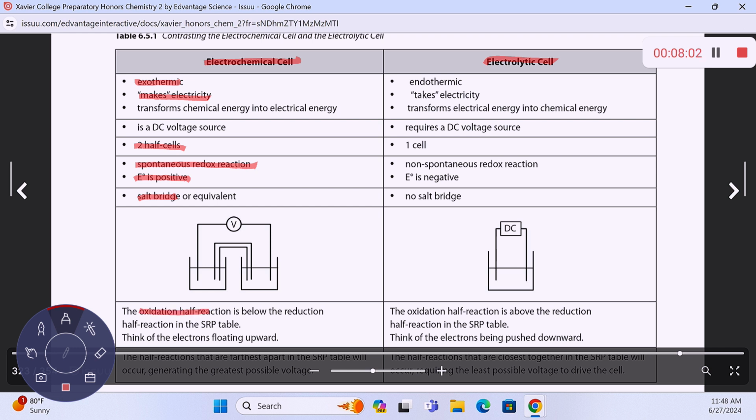And then the oxidation half reaction is below the reduction half reaction in the SRP table, so the electrons move upwards. Electrolytic cells, they absorb heat energy. They're taking electricity. They are one compartment. We use a non-spontaneous redox reaction. That's why your E is negative. There's no salt bridge because I don't have to connect two compartments. The oxidation half reaction is above the reduction half reaction on the SRP table. Okay.